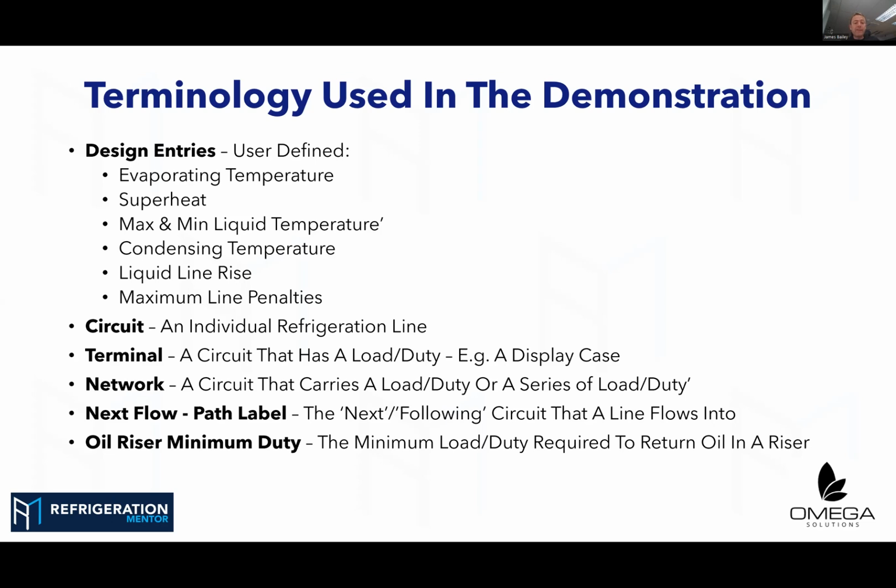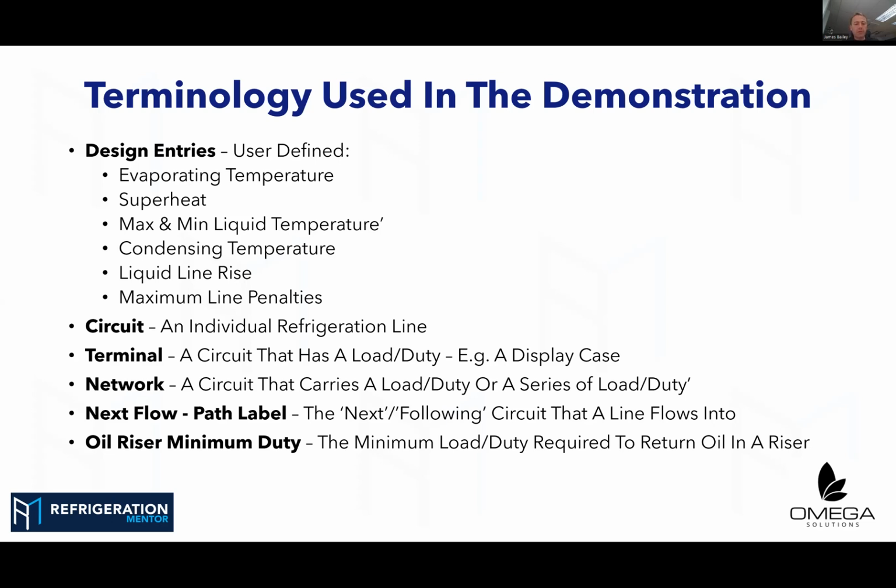So circuit is defined as an individual refrigeration line or a piece of pipework. The terminology of terminal: White Rose software assumes everything is a network, so you've got to define it as a terminal. A terminal is effectively a circuit that is carrying a load or a duty, for example, a display case or a cold room cooler. A network is a piece of pipe which carries the duty or a series of duties.